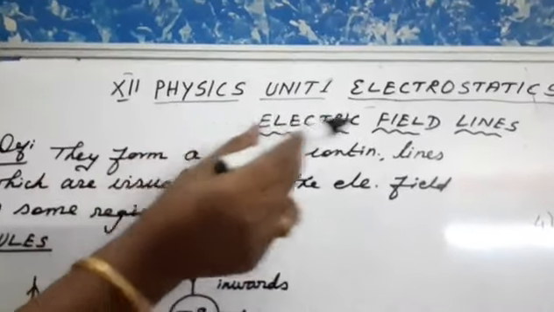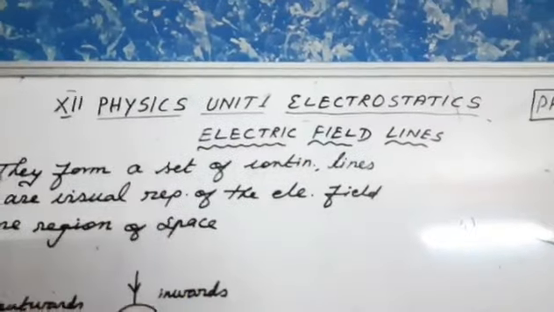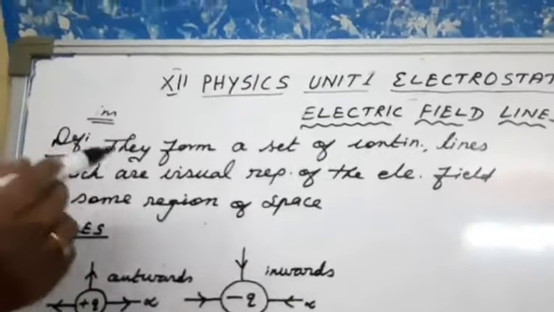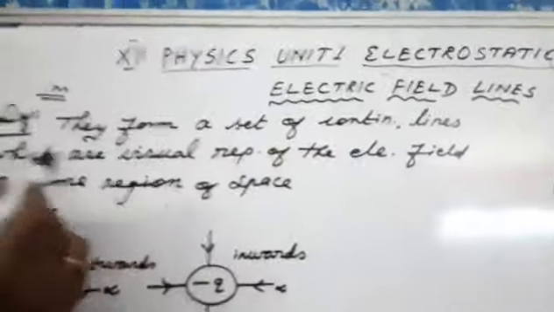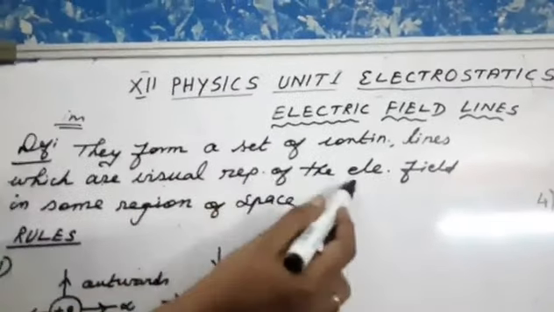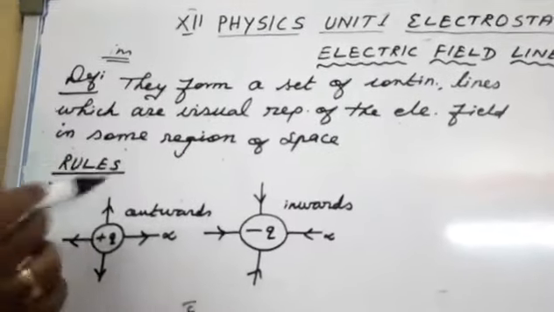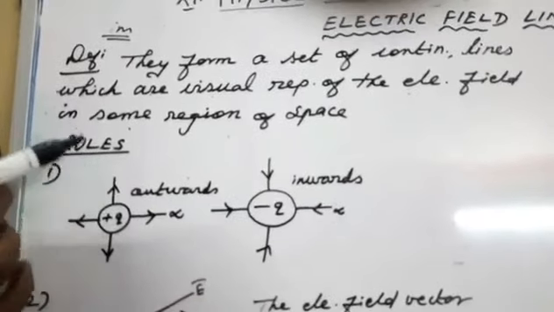The next topic is electric field lines. Actually these are known as imaginary lines. They form a set of continuous lines which are the visual representation of the electric field in some region of space. Let us discuss some of the rules of electric field lines.